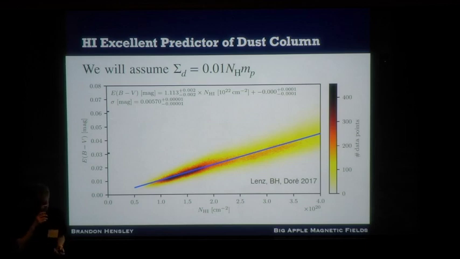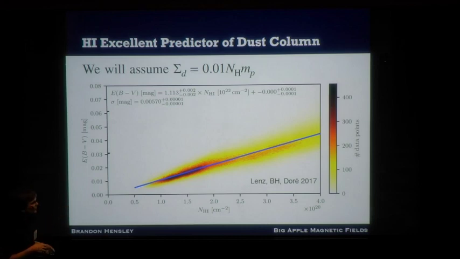Okay, the first thing we need to actually go and hunt for this anti-correlation is a way to estimate the total amount of dust grains we have on a given line of sight. And I would argue that HI, particularly at diffuse high-latitude sight lines, is excellent for doing this.